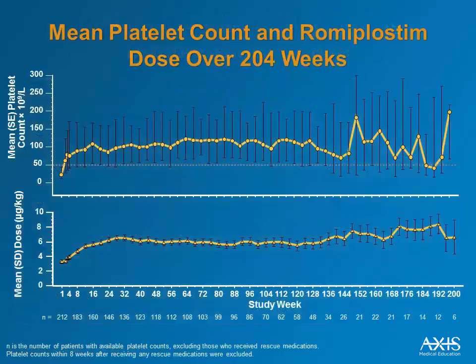Romoplastin also, as mentioned before, has been used in children and adults with ITP. Here you see in adults long-term response with fairly stable median platelet count out to 3 years. The increased variability later is a result of the fact that there are so few patients that single patient changes make a big difference.